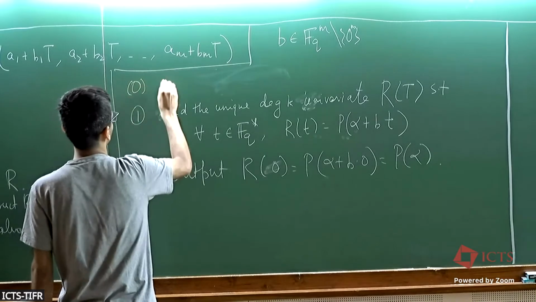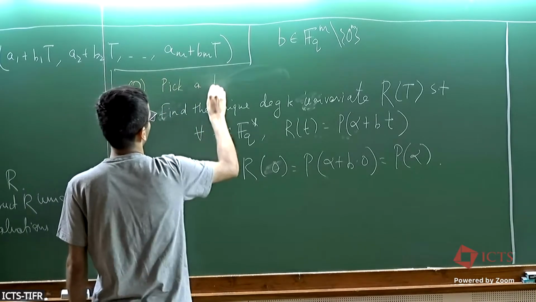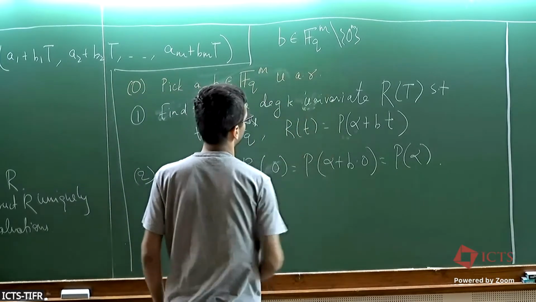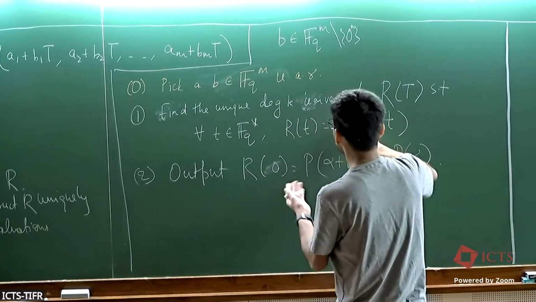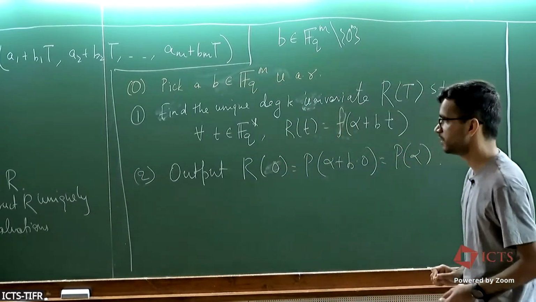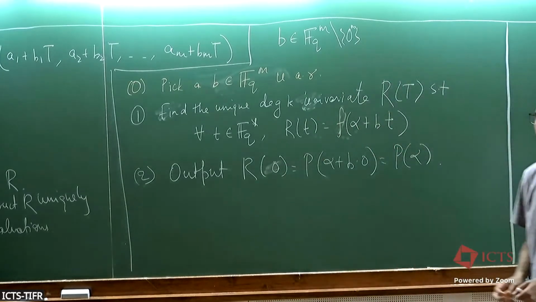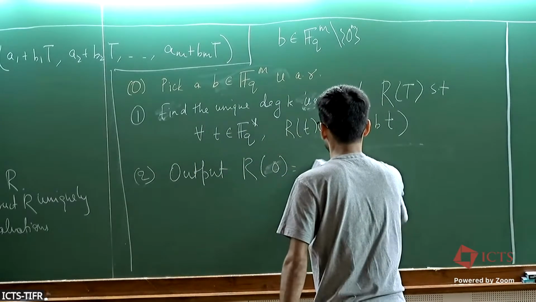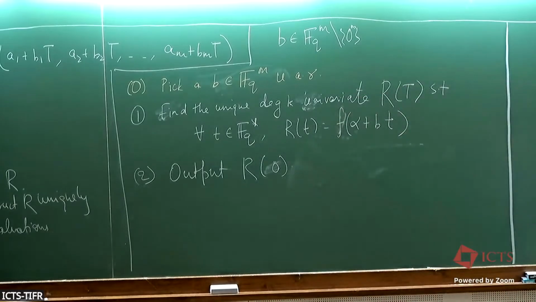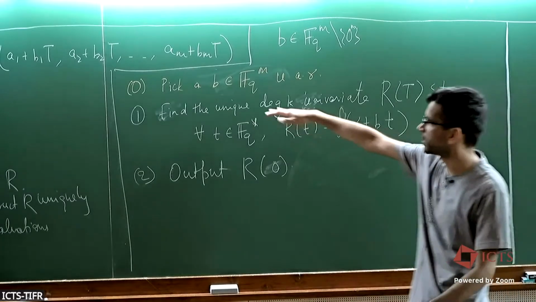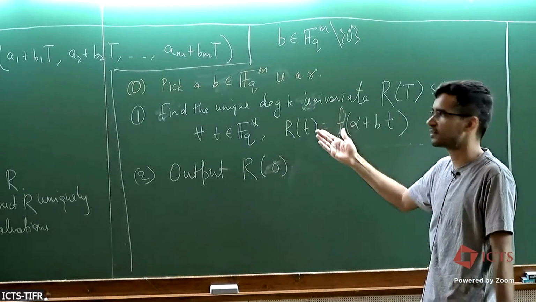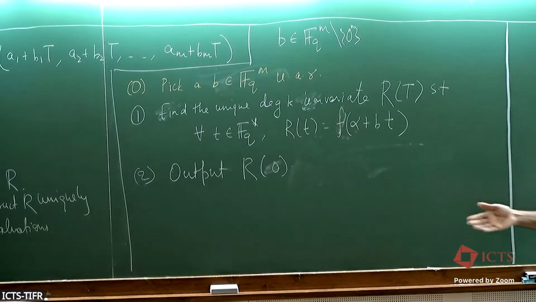So let's add a step 0. Pick a b in F_q to the m uniformly at random. We can't query P anymore, but we will query F at alpha plus beta t, and we'll output r of 0. All right, that's the algorithm. The only thing that changed is that we are going to pick a b at random. We pick a random direction, look at the line through alpha in this random direction. We don't have access to P, so let's query F on these locations. Let's interpolate. Let's output r of 0.